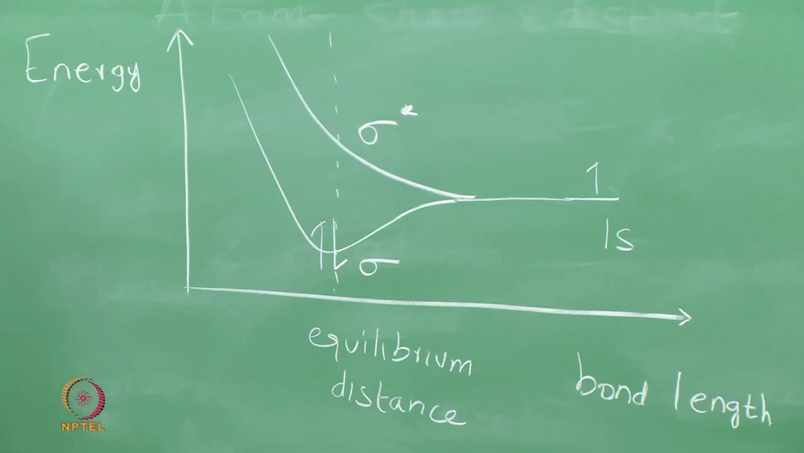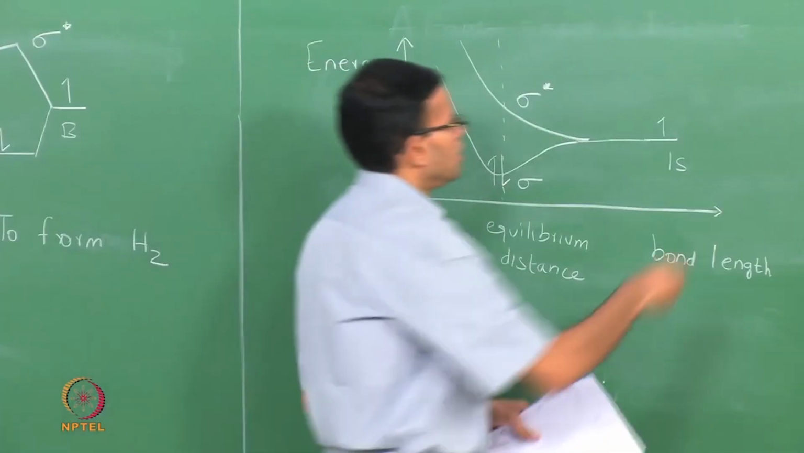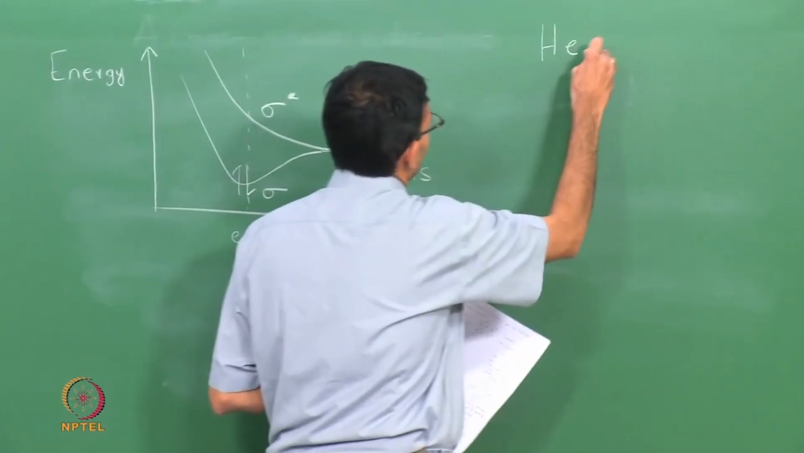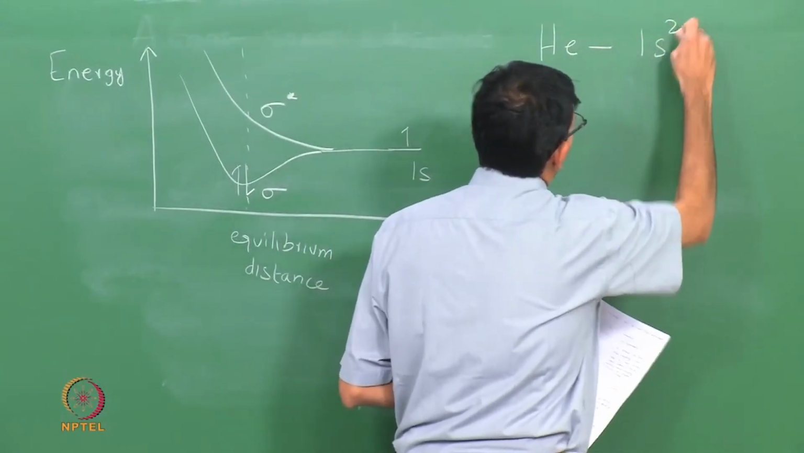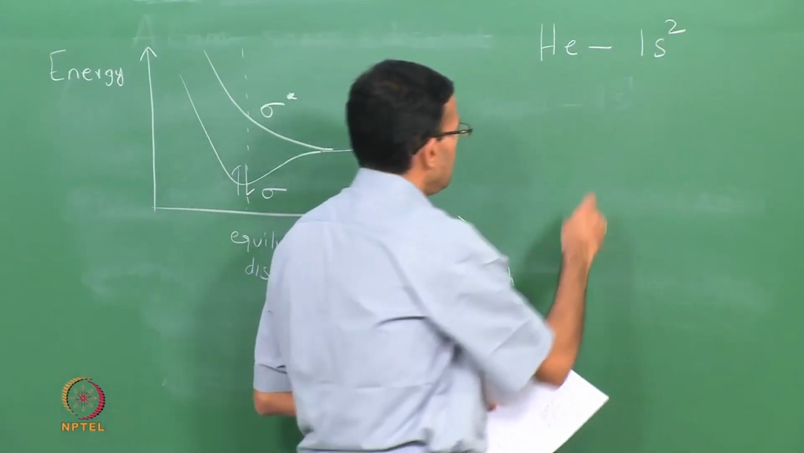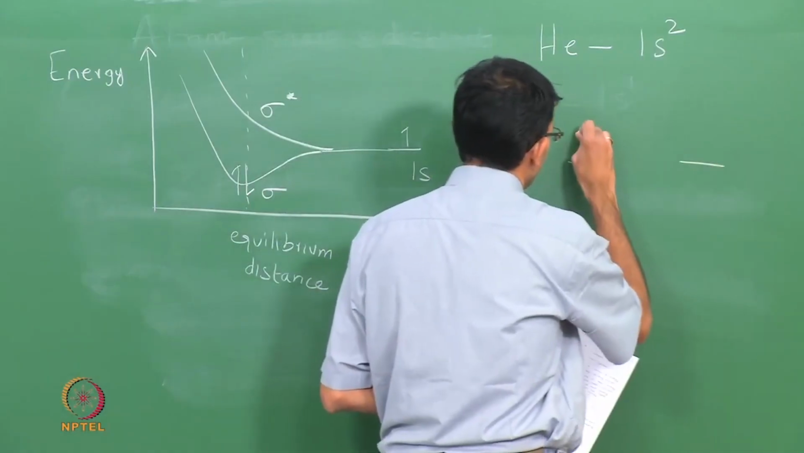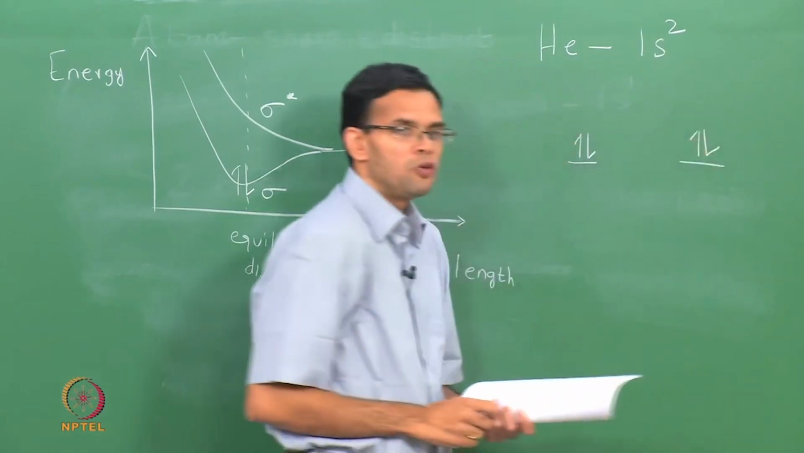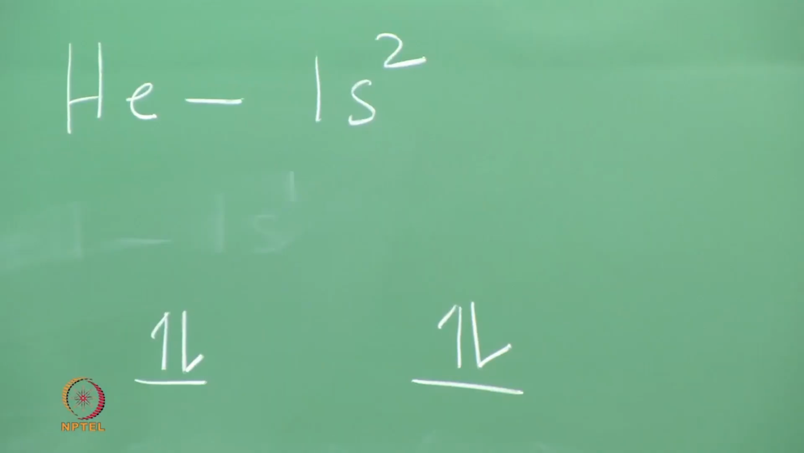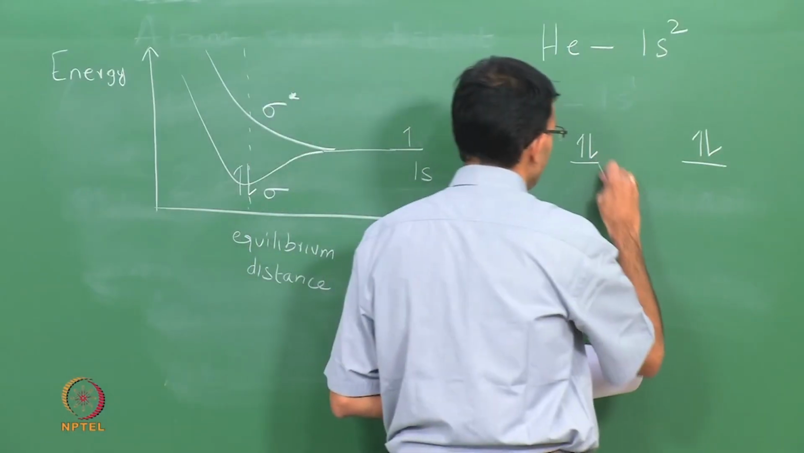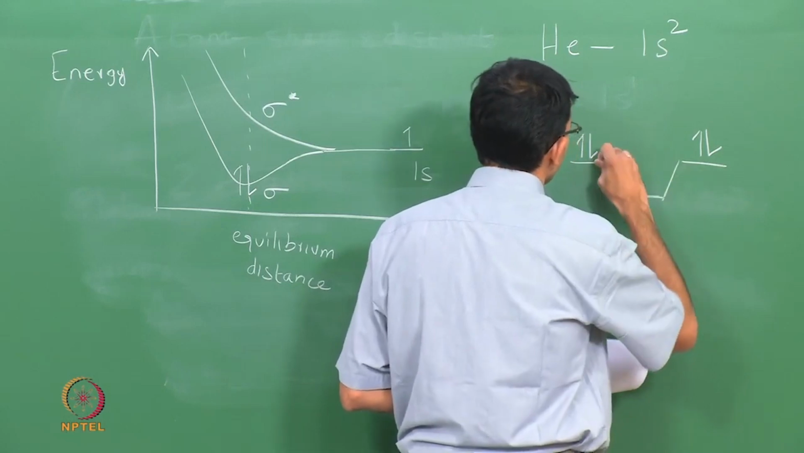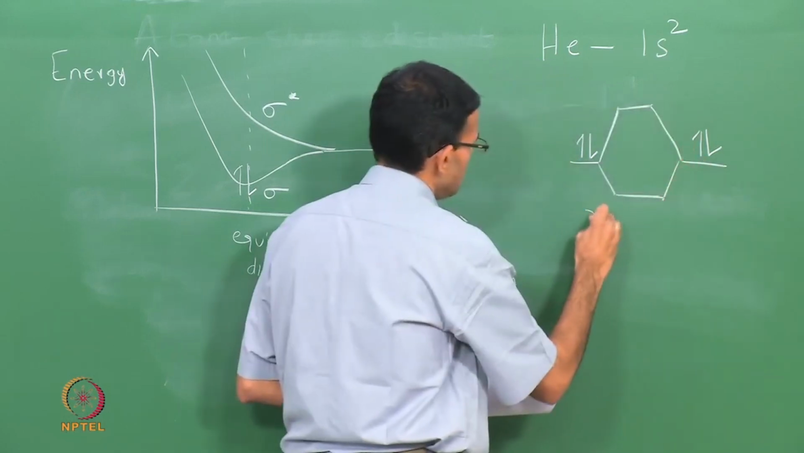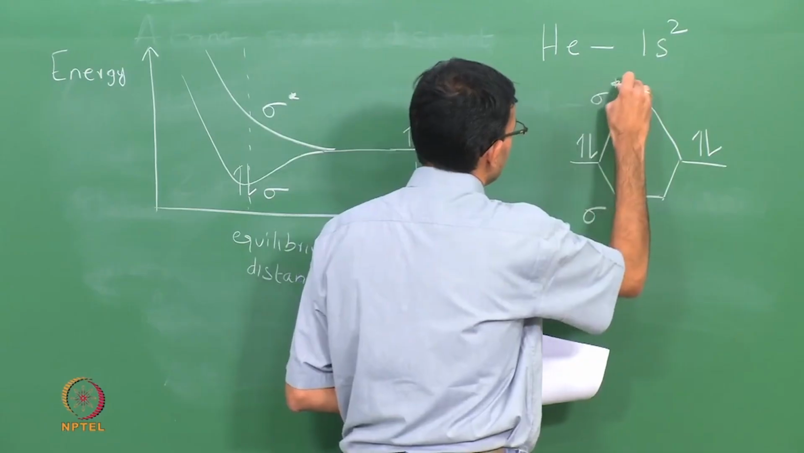We can use the same diagram to explain why helium 2 will not form. In the case of helium, it is a noble gas, it has 2 electrons in the 1s shell. If 2 helium atoms come together, so you have 2 electrons here, you have 2 electrons here. Once again both the 1s orbitals you can think of mixing and forming a bonding and an anti-bonding. So this is your sigma, this is your sigma star.